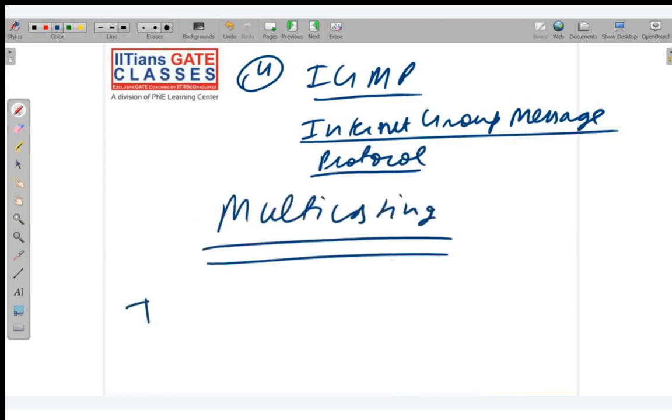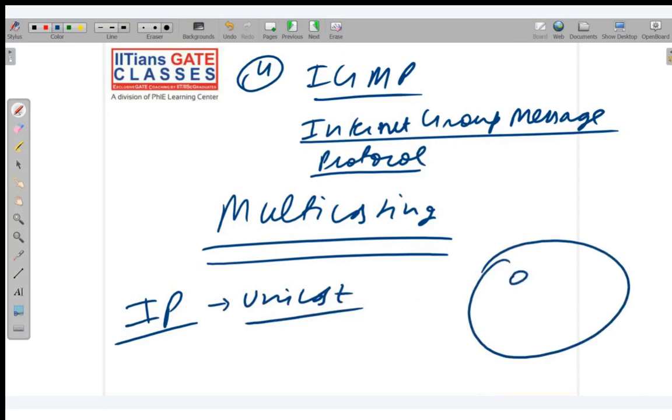IP is unicast. Unicast means like this. This is a network. So there are some computers. You want to send data to this computer only. That is unicasting. One to one. Or you want to send this data to some other computer. One to one. Unicasting means one to one.